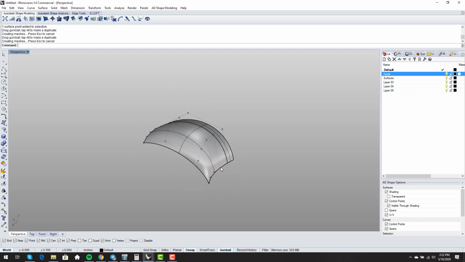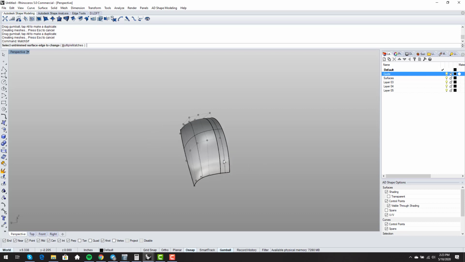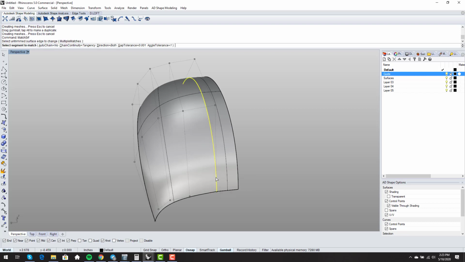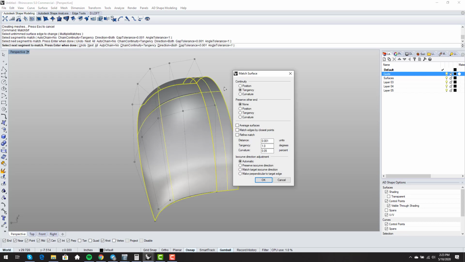I want to make sure that I'm making curvature continuous surfaces wherever I can, usually. And of course, across the center line, you want it to be curvature continuous, right? So I'm going to do the match surf command and match this. But here's the funny thing. I'm only going to match it to tangency.